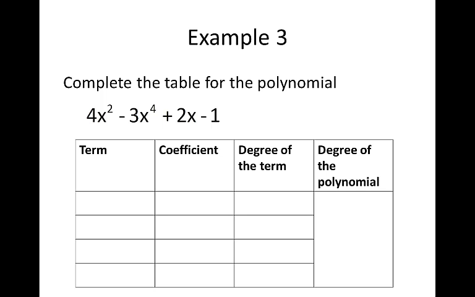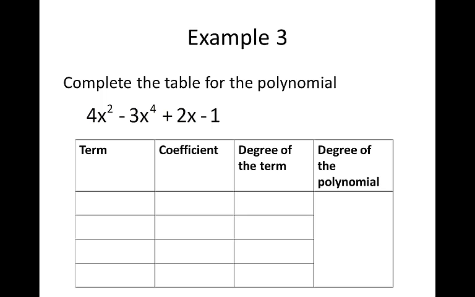So let's complete the table for the polynomial. This is sort of a standard question. 4x squared minus 3x to the fourth plus 2x minus 1. Let's list out all the terms, and then we'll list the coefficients for each of the terms, the degree for each of the terms, and finally the degree of the whole polynomial. Pause the video here. If you can do this one, you'll have proven understanding of the last couple examples we've done.